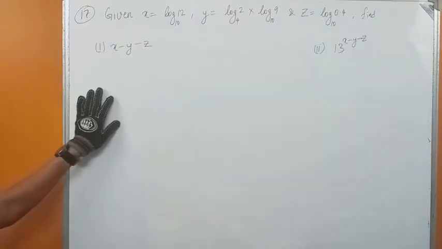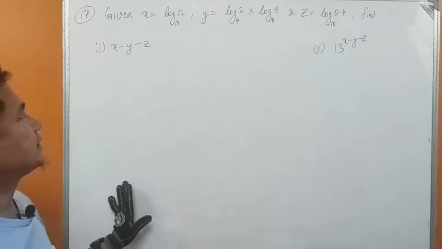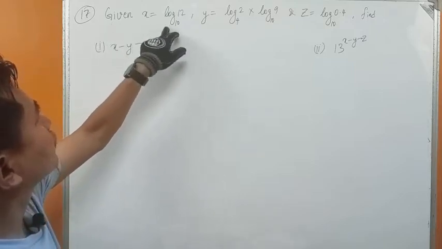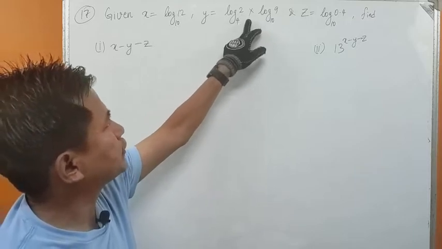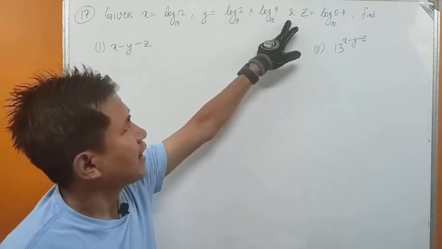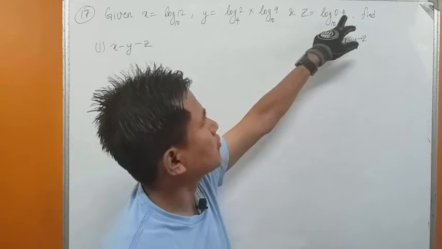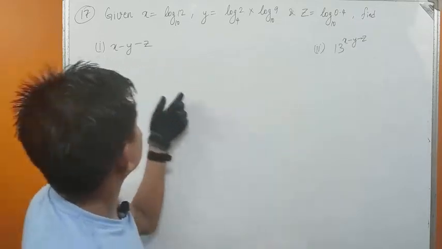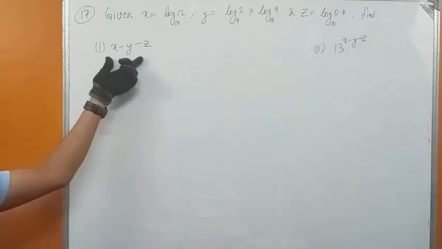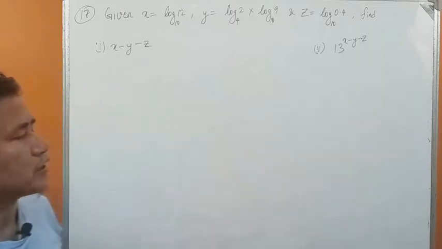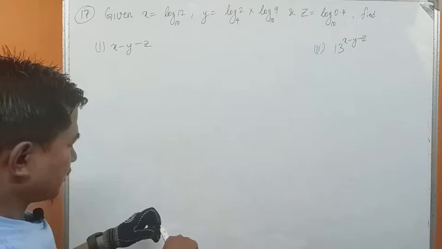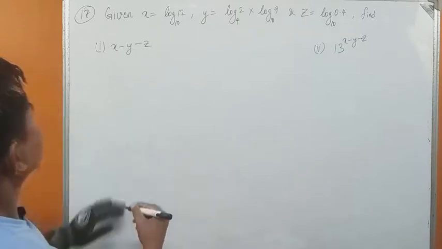Now let us do question number 17 from exercise 8D. Given x equals log 12 to the base 10, y equals log 2 to the base 4 into log 9 to the base 10, and z equals log 0.4 to the base 10. We are asked to find number 1, x minus y minus z, and number 2, 13 to the power x minus y minus z. Okay, so let us do this question.